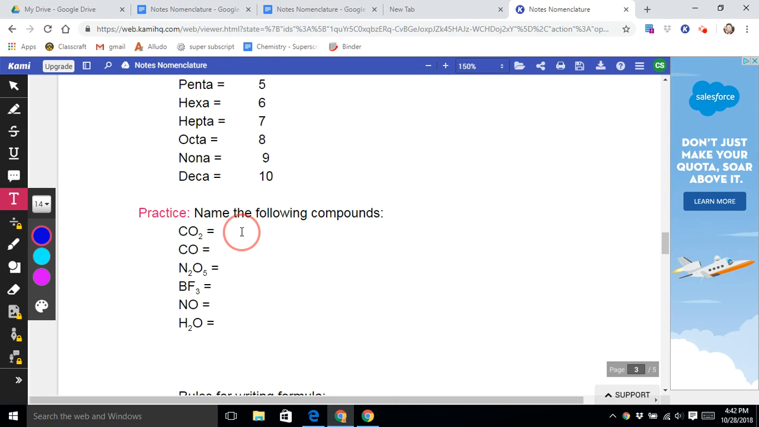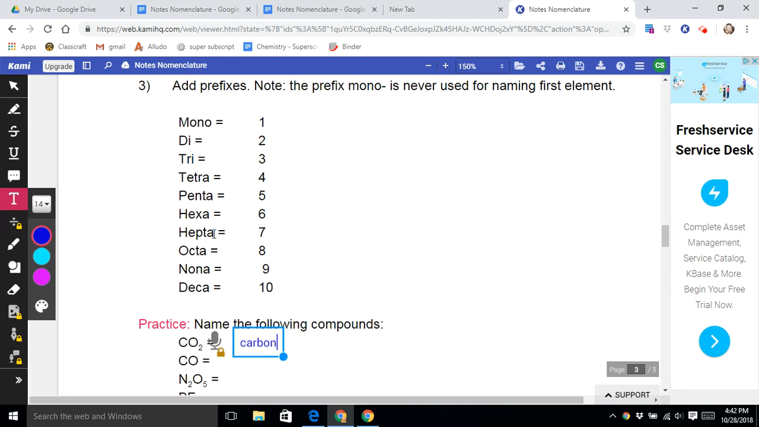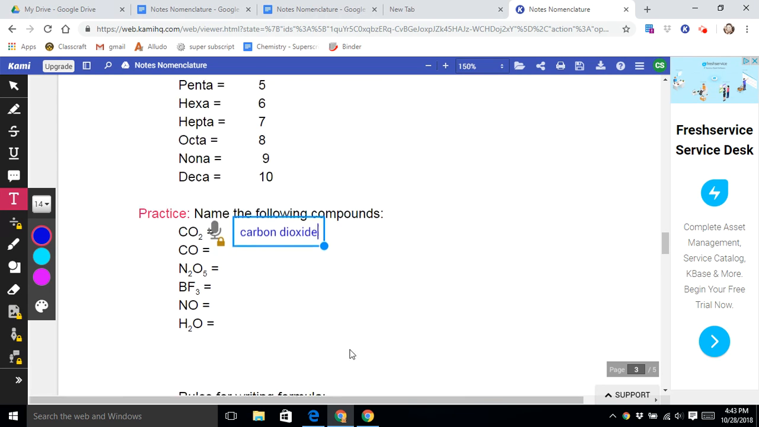All right, so C is carbon. We will have to add a prefix, but earlier we said we don't add mono for the first element. So instead of monocarbon, we're just going to name it carbon. And then oxygen, I got 2 of them. So I'm going to add the prefix di, and for the oxygen, I change the IDE ending. So O2 becomes dioxide. Carbon dioxide is CO2.